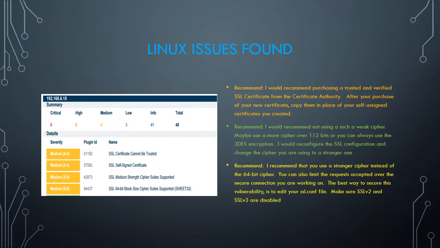The next one I found was the SSL 64-bit block size cipher suite support vulnerability, or SWEET32.